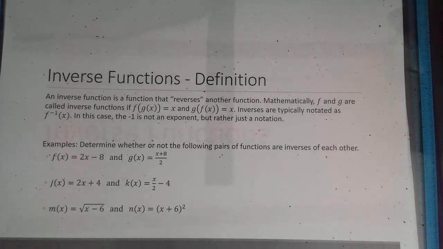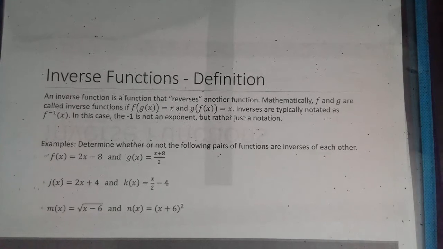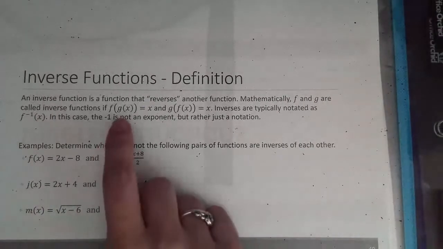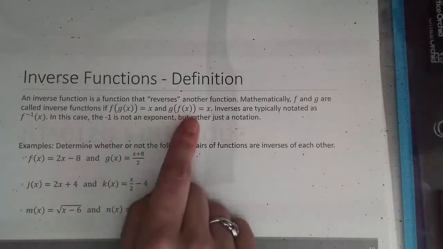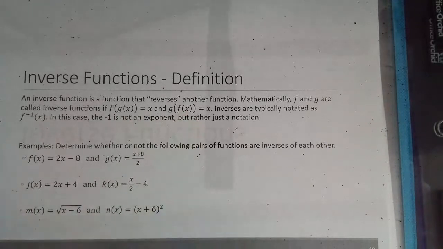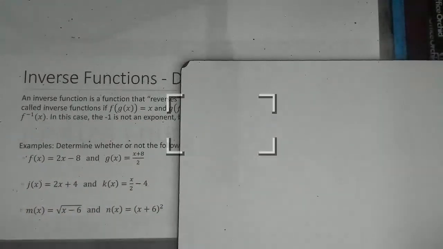In these first few examples, we want to determine whether or not these pairs of functions are inverses of each other. The way we're going to check that is we are going to look at the compositions f of g of x and g of f of x, or whatever function names we have. If we get x in both cases, then they are inverses of each other.